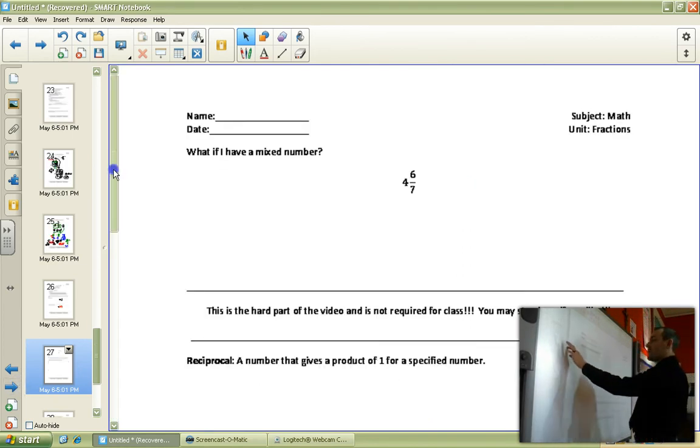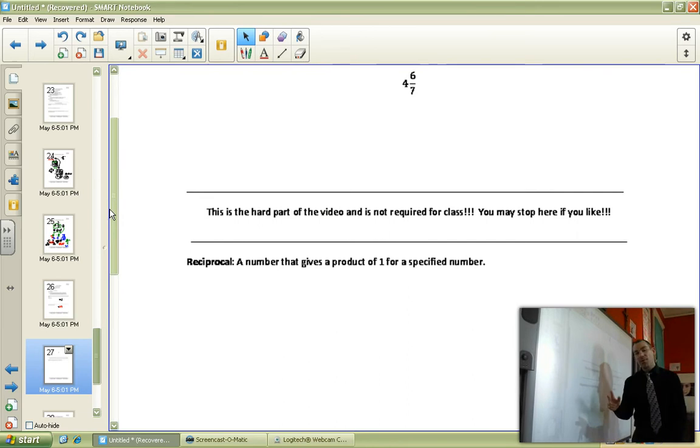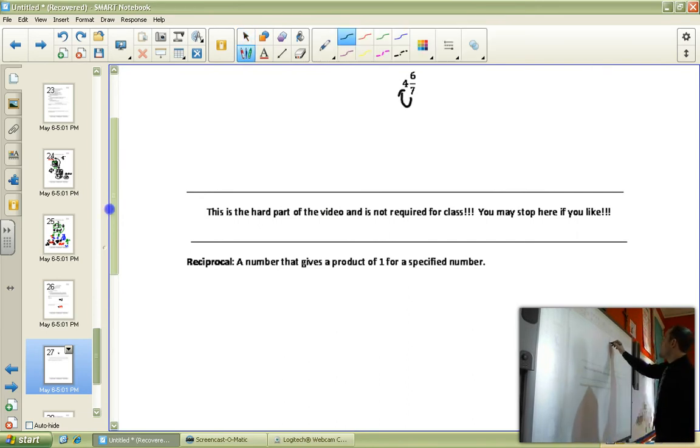Next up, what if I have a mixed number? Well, you can't flip it until you turn it into an improper fraction. So that's what we're going to do first. You need to do your denominator times your whole number, because for every one whole number, there's going to be however many parts it says in the denominator. And then you're going to need to add your numerator. So 7 times 4 is 28. If you don't know that, you need to do it on the side and show your work. 7 times 4 is 28, plus 6 is going to give us 34.